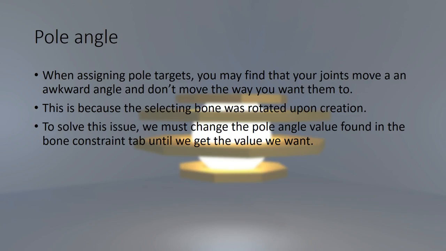In this lecture, we're going to be looking at how we can change the pole angle for our pole targets. When we assign a pole target, we may find that our joints move at an awkward angle and don't want to move the way that we want them to. This is because when the selected bone was originally created, it was rotated at that angle. So when we assigned a pole target to it, the pole target was assigned with that rotation in mind.